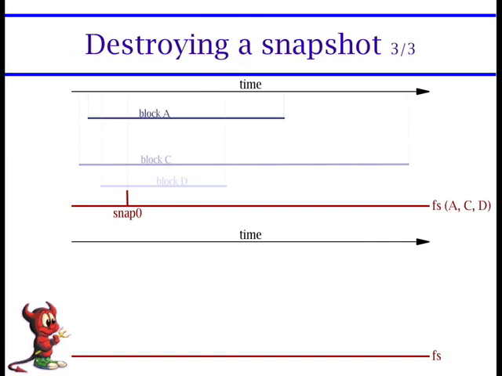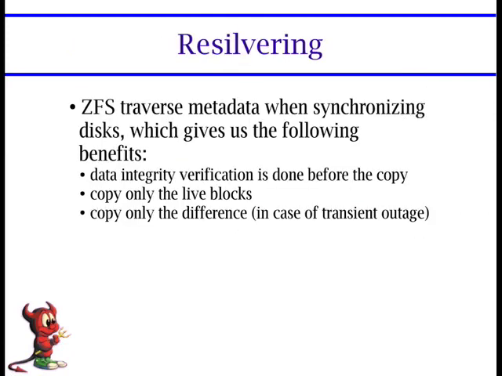Resilvering is an operation which is similar to how synchronization works in volume managers. So ZFS traverses all the metadata and data and synchronizes them. For example, if you connect another disk to your mirror or replace a disk or stuff like that. It also does integrity verification while it's doing it and copies only the live blocks. So you don't waste time if your file system is nearly empty. And in case of only a temporary outage, it will just move all the blocks that were changed during the outage, not everything.